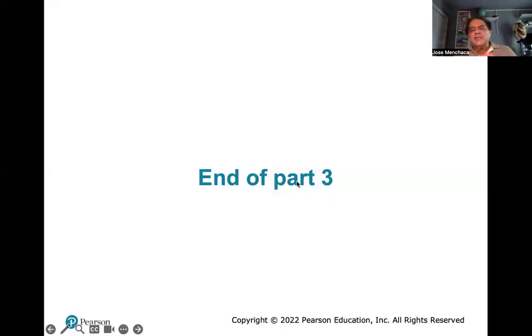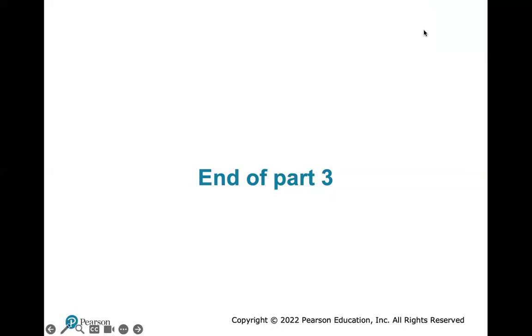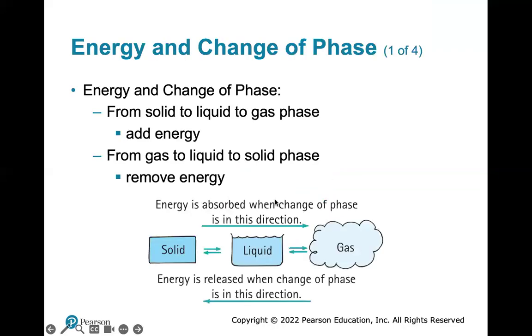Okay, we're on the last section of chapter 17, energy and change of phase. Let's dismiss there. And energy and change of phase. From a solid to a liquid to a gas phase, you have to add energy. If you're going to go from gas to liquid to a solid phase, you have to remove energy, and that's what this little graphic here shows.